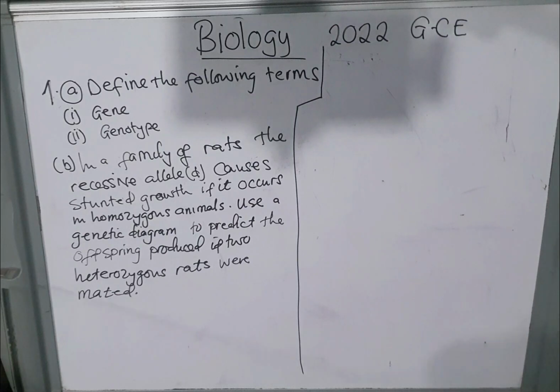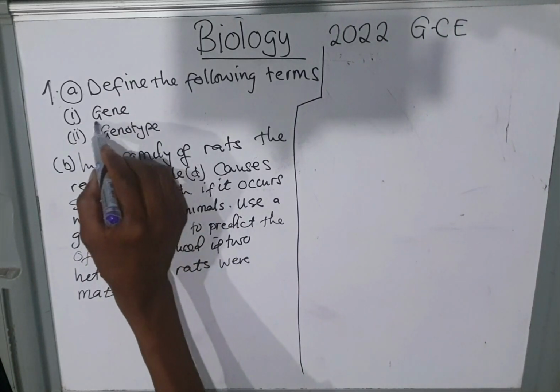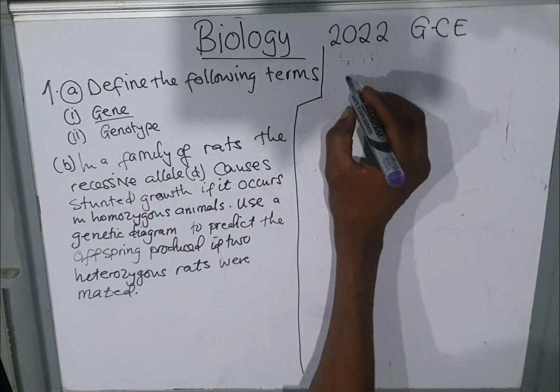In this video, I want us to solve this question which came in 2022 GCE Biology Paper 2. So this is under genetics. Okay, so look at the question. Define the following terms. Roman number 1, a gene. What is a gene?